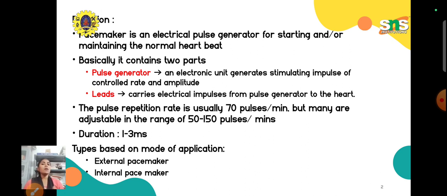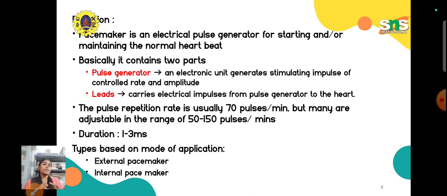Then the leads. Whatever pulse is generated by the pacemaker has to be transmitted to the heart, where the problem is. So we have to make contact directly on the heart in order to excite those particular heart cells, that is cardiac cells. For that direct connection, we need something called leads. These leads carry the electrical impulse from the pulse generator to the heart. So these are the two major components in any kind of cardiac pacemaker: one is the pulse generator, another is the leads.